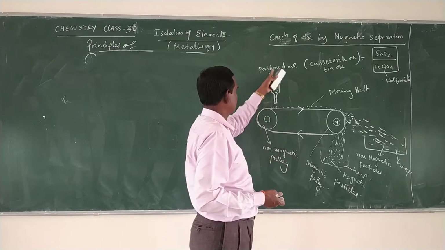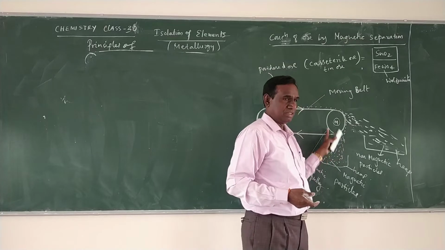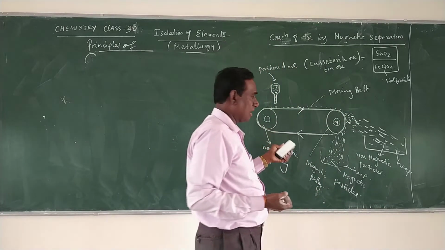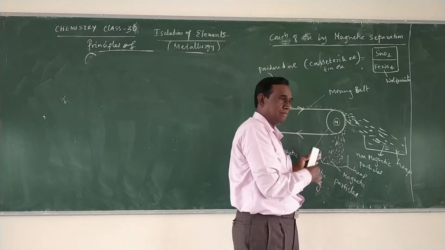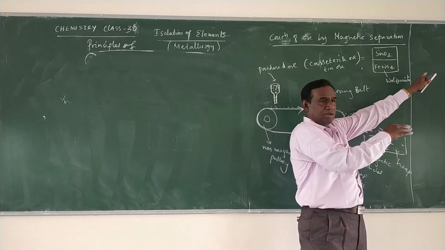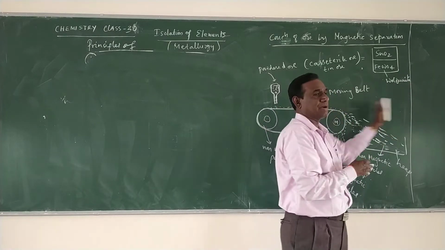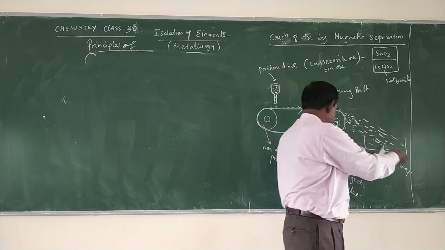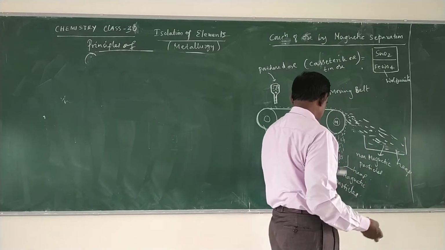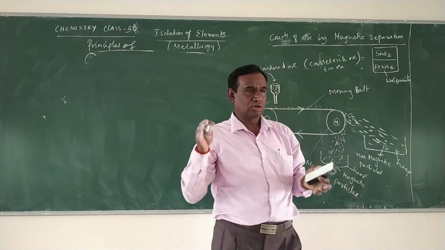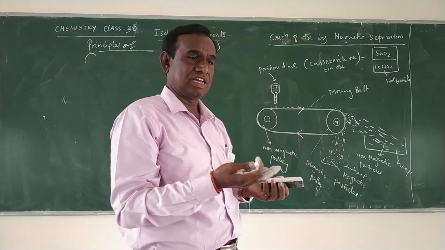So when the powdered ore reaches the magnetic pulley, the magnetic particles are attracted by the magnetic pulley and fall in the heap near the magnetic pulley, and the non-magnetic particles fall away, separated, and fall in a separate heap away from the magnetic pulley. That is how magnetic particles and non-magnetic particles are separated. These are the magnetic particles. These are the non-magnetic particles. Thus, ore and impurity particles are separated.